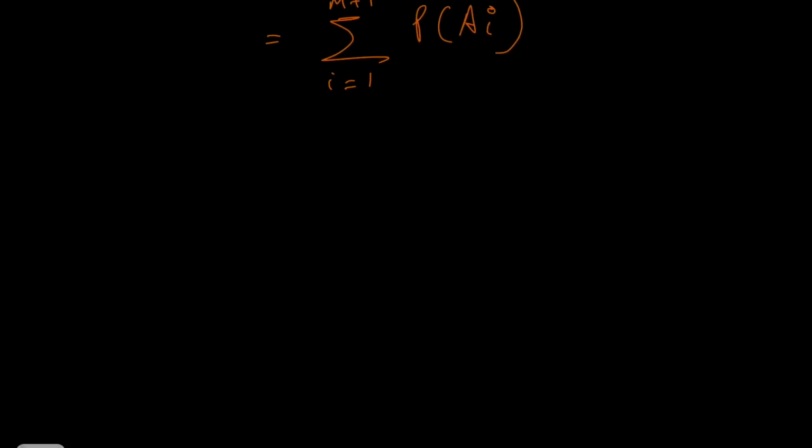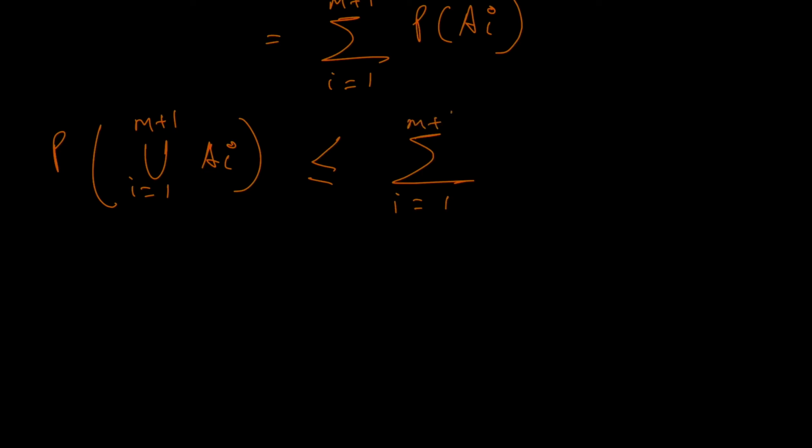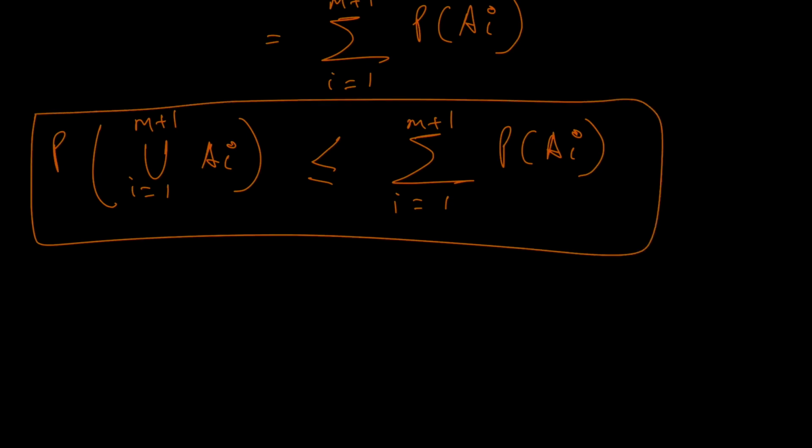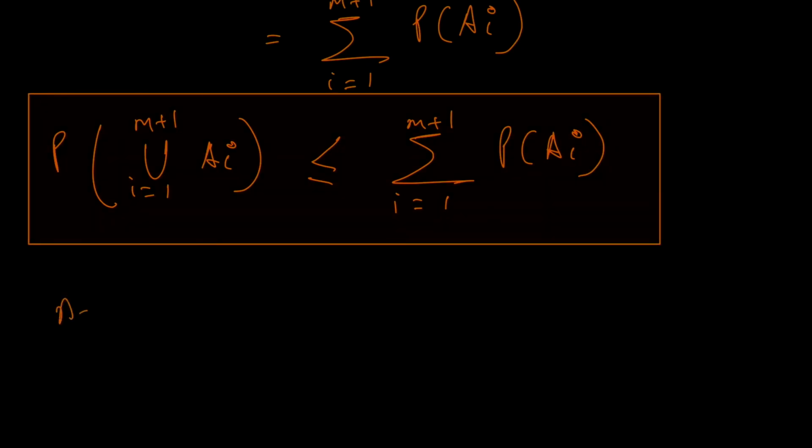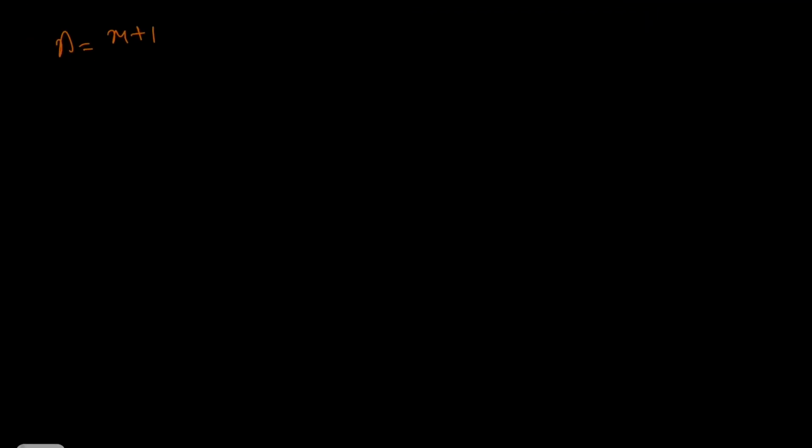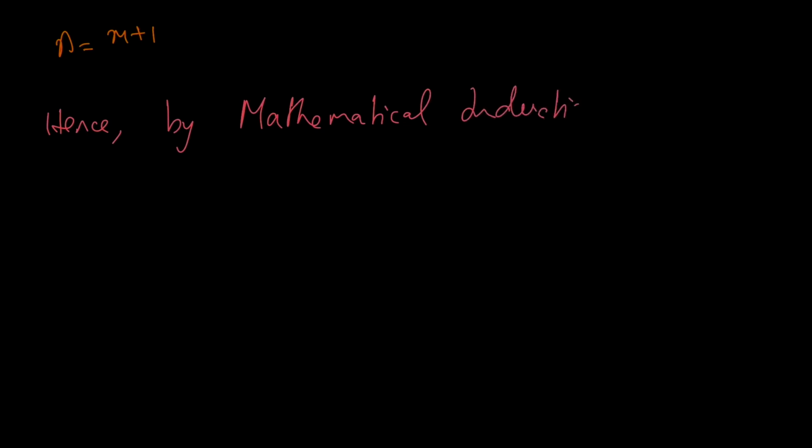So we established the fact that probability of union i equal to 1 to m plus 1 Ai is less than or equal to summation i equal to 1 to m plus 1 P of Ai, and thus we proved that it also holds for n equal to m plus 1. Hence, by mathematical induction, the inequality is proved.